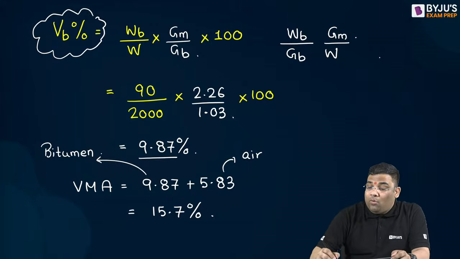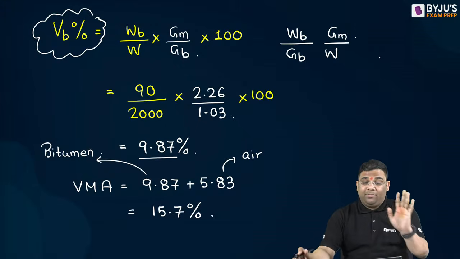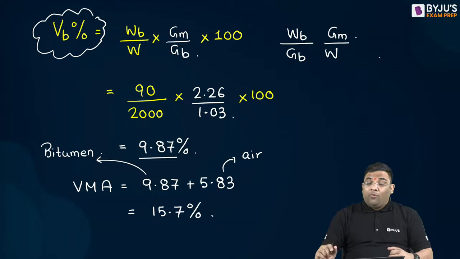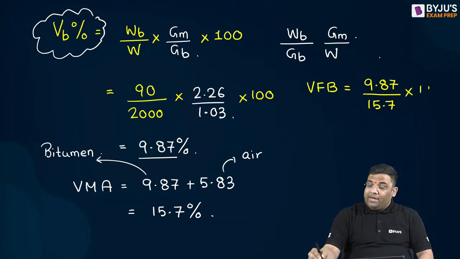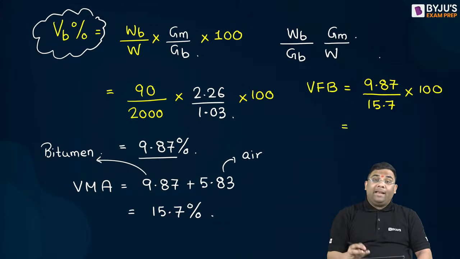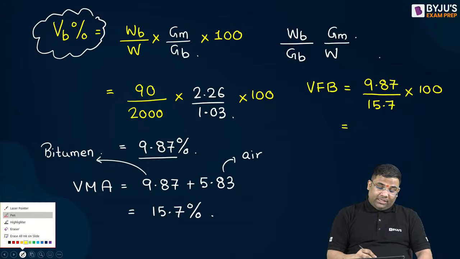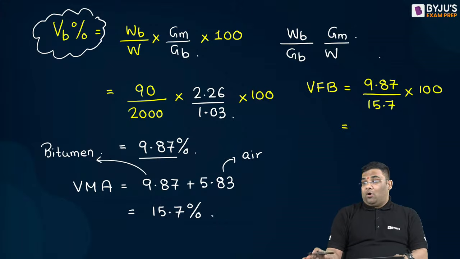Now, how to find out the VFB? That is also very easy. That will be equal to the volume percentage of bitumen divided by the total void, that is 15.7. So how much am I getting for this value? Please tell. So in this single question, I actually covered almost everything, right?